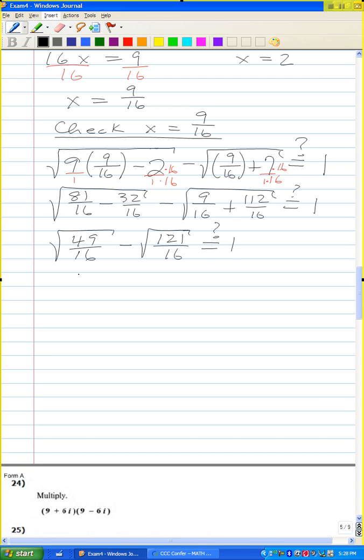So square root of 49, 7. Square root of 16, 4. Square root of 121, 11. Square root of 16, 4. Is that equal to 1? Well, no, it's equal to negative 1. And so, no, that doesn't work. Okay? Let's check when x is equal to 2.